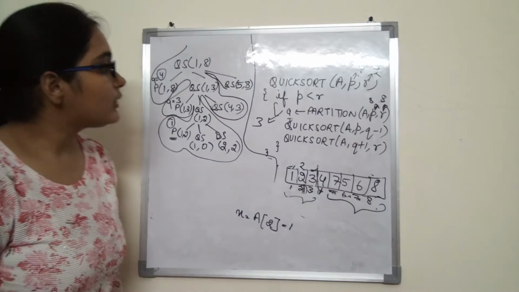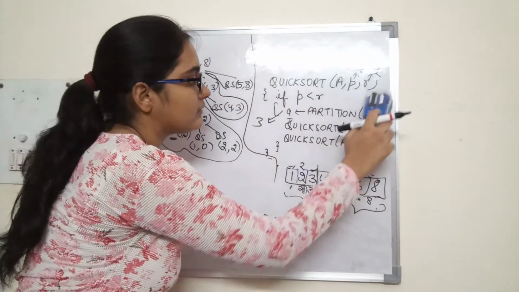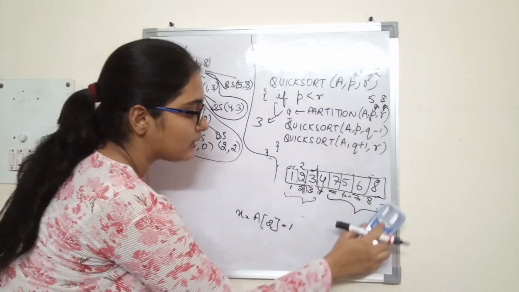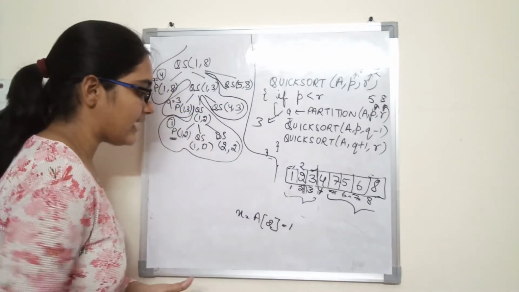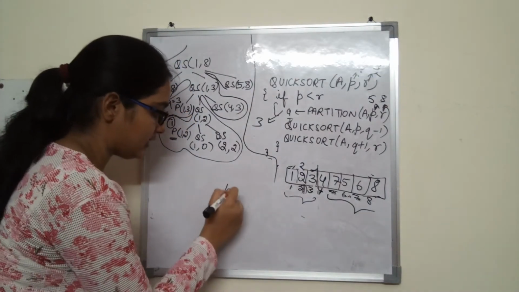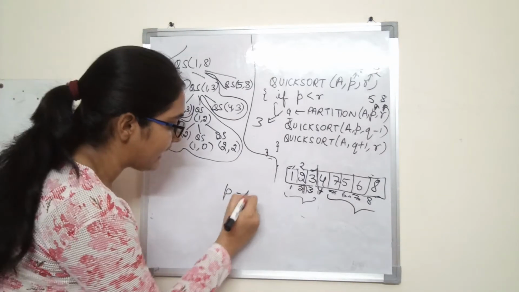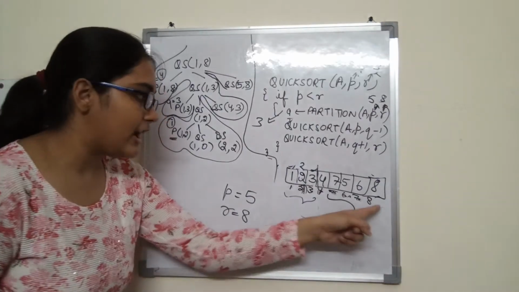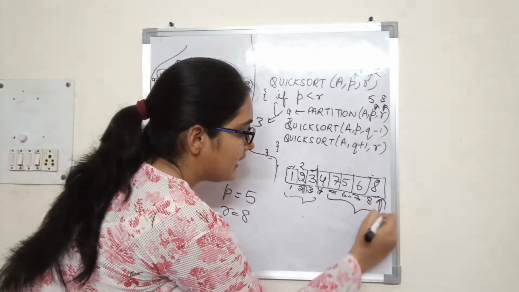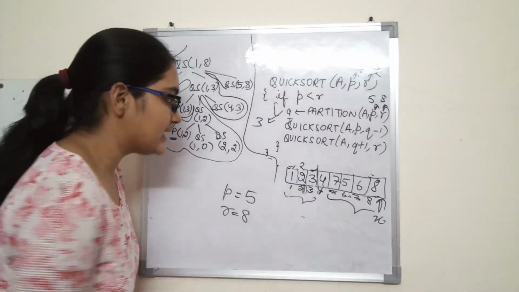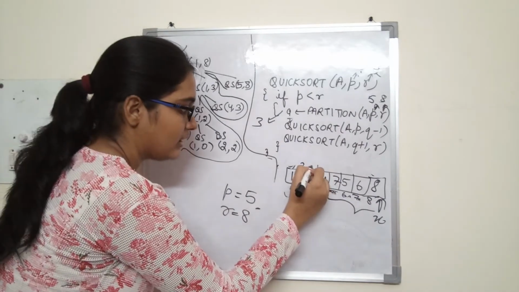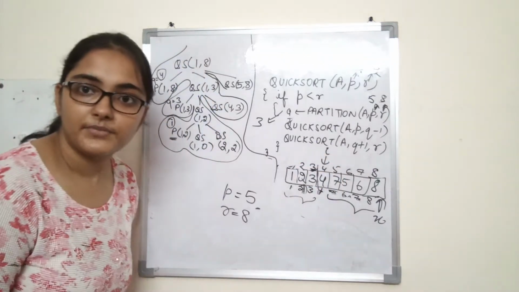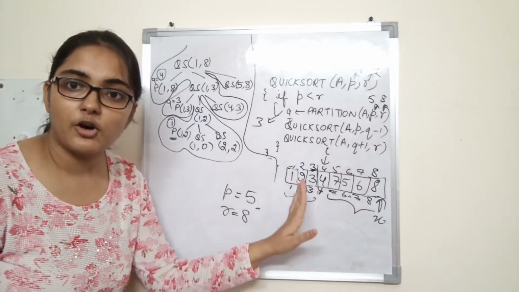So how do we do it? Q is equal to partition A, P, R. So when partition is called here, what will happen? X is equal to A of R. What is R now? Let me write it. For partition, P is equal to 5 and R is equal to 8, right? So X is equal to A of R. A of 8 is 8. So X will point here. Now I is equal to P minus 1. P is 5, so 5 minus 1 is 4. In this I should write. So I will point here, because I points to one index smaller than P.